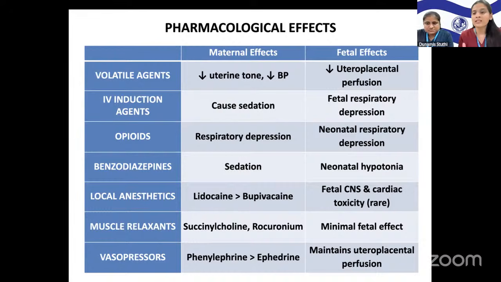Local anesthetics: lidocaine is more preferred than bupivacaine. Bupivacaine can also cause fetal CNS and cardiac toxicity, but in rarer conditions. Muscle relaxants, succinylcholine and rocuronium, are considered safe. They have minimal fetal effect. For vasopressors, phenylephrine is preferred over ephedrine, and vasopressors are used to maintain the uteroplacental perfusion.